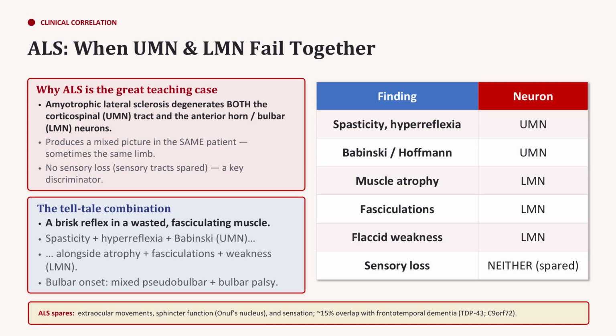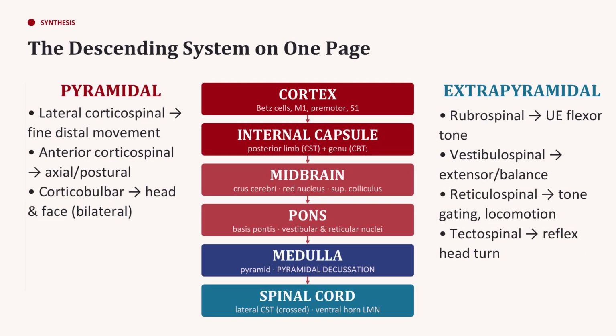There is no sensory loss because ALS spares the sensory pathways. That combination, mixed upper and lower motor neuron signs with entirely normal sensation, is the fingerprint of ALS and a favorite board discriminator. If you can explain why a wasted muscle can still have a brisk reflex, you have mastered the UMN LMN distinction. Here is the entire lecture on a single page.